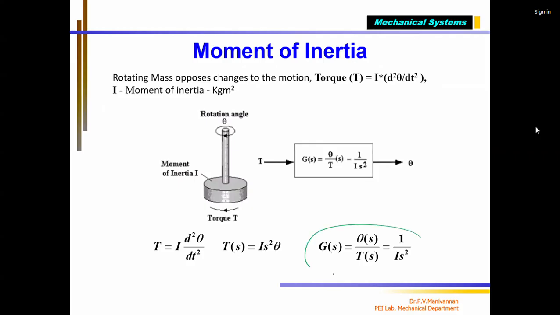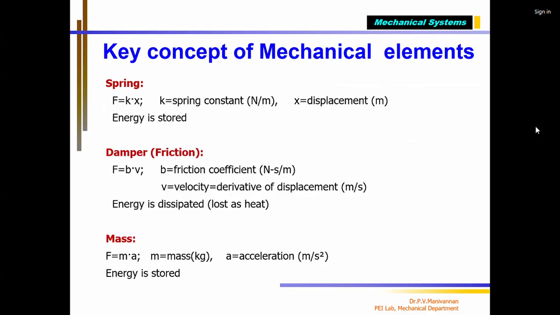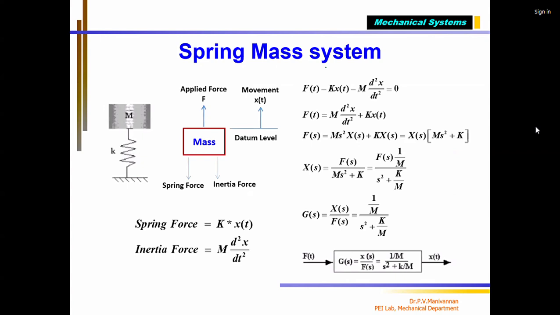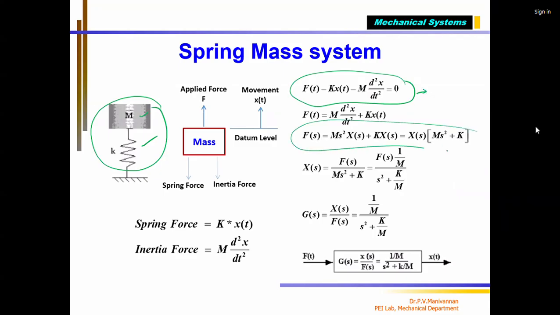The transfer function we already saw. This is a basic element. Then we consolidated what it is. Then we saw developing and modeling a mechanical system having mass and spring. So this is a spring mass system. This is the mathematical model in the time domain. From that you can develop the Laplace, and from that you can find the transfer function.